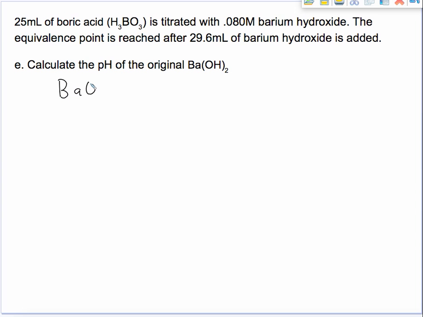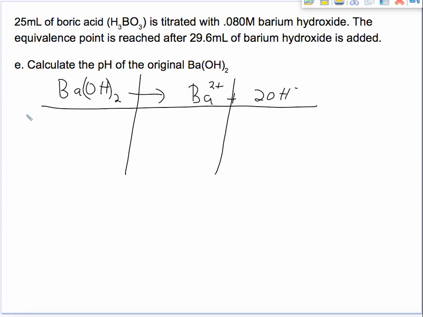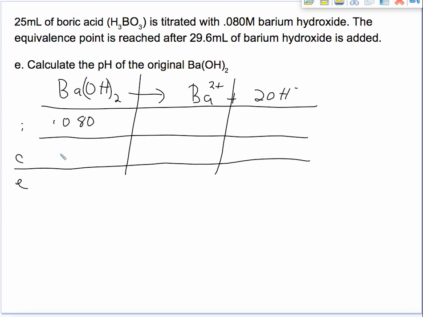Calculate the pH of the original Ba(OH)2. So barium hydroxide is a very strong base, so it's going to dissociate completely. But for these bases, I find it's helpful to have an ICE table so you don't forget something, and I'll show you what I mean by that. The barium hydroxide is initially 0.080.